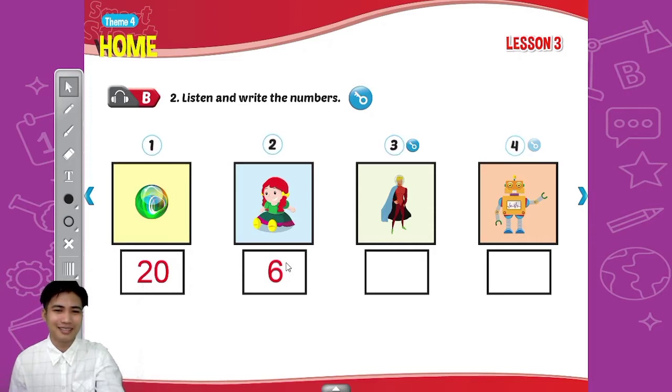15? That's great! So he has 15 action figures. What number is that? 15. One, five. This is 15. Number 4.